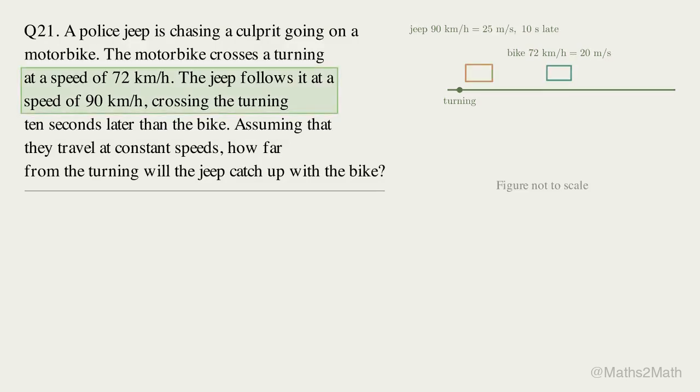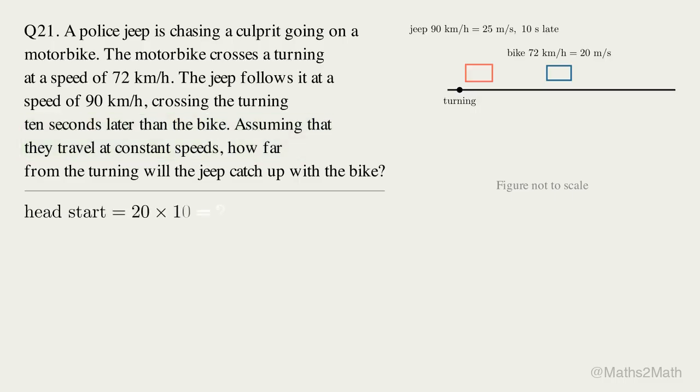Question 21. A motorbike crosses a turning at 72 kilometers per hour. A police jeep follows at 90, crossing the same turning 10 seconds later. How far from the turning does the jeep catch the bike? What does this mean? When the jeep crosses the turning, the bike already has a head start. The jeep closes that gap at the difference of speeds.